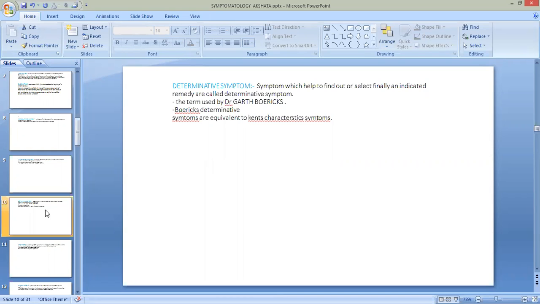Means these symptoms help us to find out or to select a simillimum from a group of similars. So which symptoms do we use for selecting the final simillimum? These symptoms are called as determinative symptom. And this term is used by Dr. Garth Borick. So these symptoms are also called as Borick's determinative symptom.